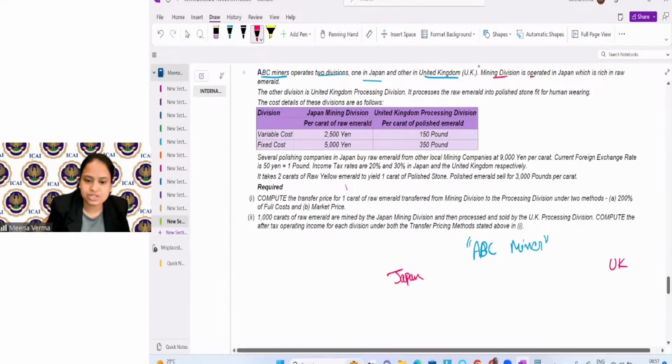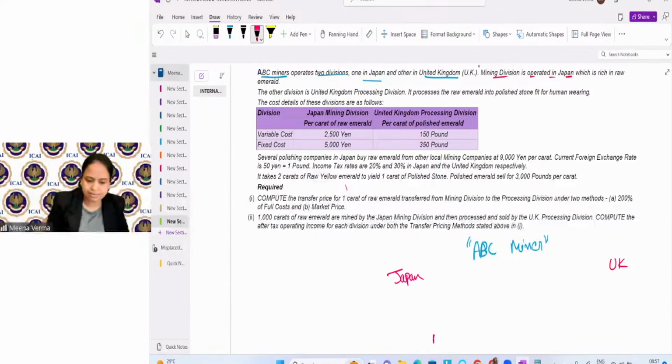Mining division is operated in Japan. So in Japan, there is a mining division, which is rich in raw emerald. It is a material. They are rich in emerald.